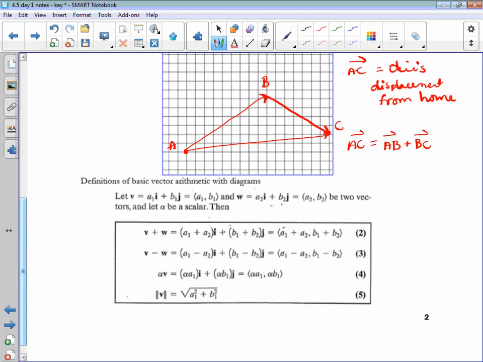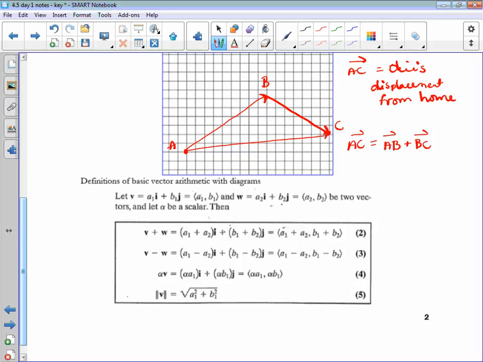Are you guys okay with that, AC equals AB plus BC, or are we good there? Okay. Down below, these are just some general concepts for you with adding and subtracting vectors, and also multiplying by what's called a scalar.